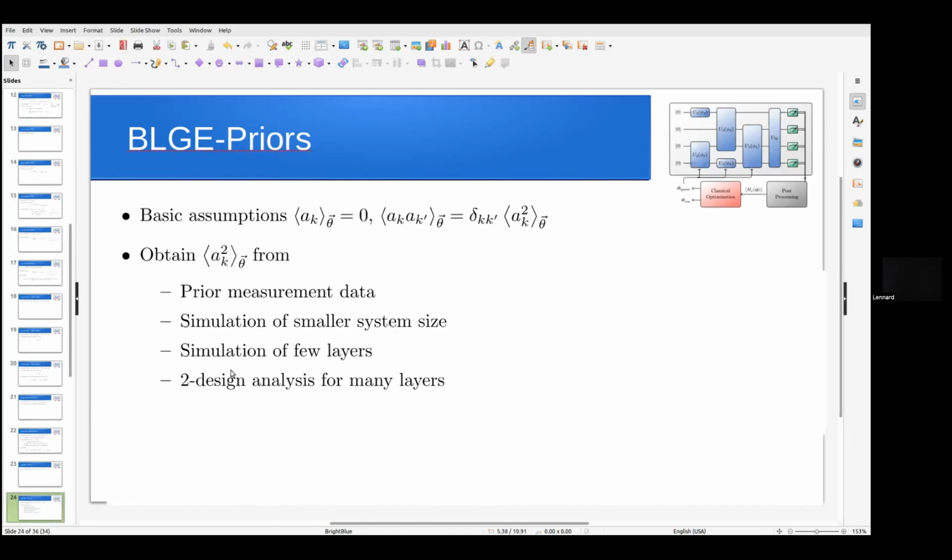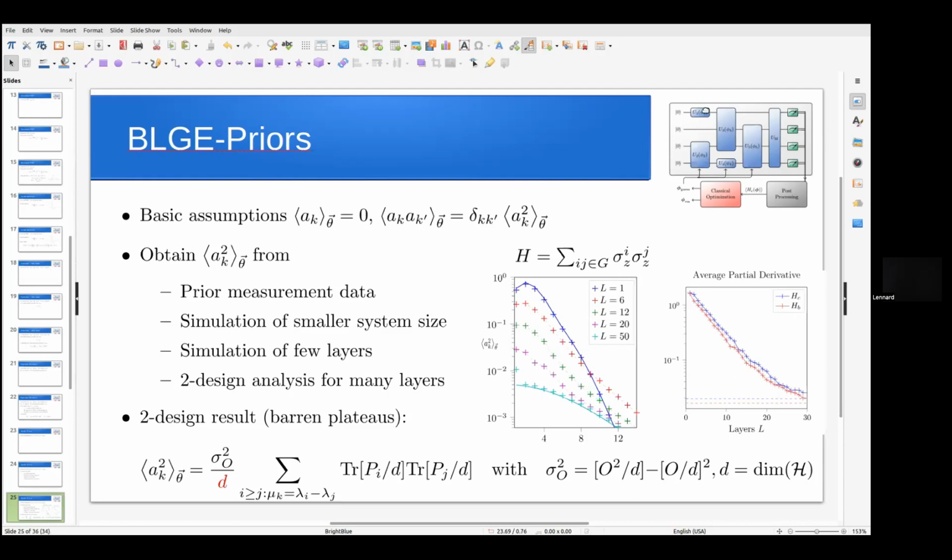This is quite relevant because, as Jens mentioned, if we think about it in the context of many layers, we can actually use design analysis to find estimates. The idea is similar to the barren plateau argument. As long as our gates describe a universal gate set, or at least a design, if the layers get large enough, we will basically have this behavior. Using the design, you can explicitly find an equation, where sigma O is just the average statistical noise you get from the observable. That's the variance if you plug in the maximally mixed state.